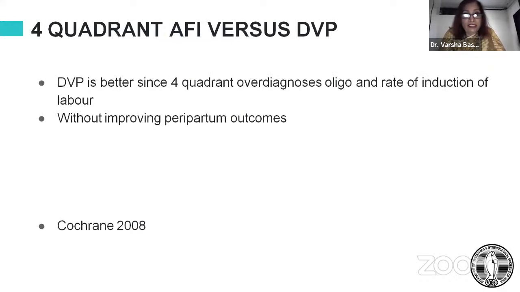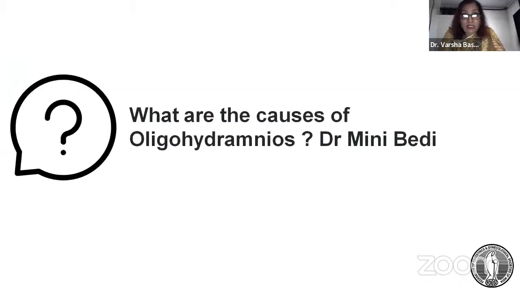So the quadrants are very important, and also the length of 2 centimeters and all what we just discussed. Next, for making the diagnosis of oligohydramnios, deepest vertical pocket is more reliable than total AFI, because if we are calculating total AFI, then it leads to overdiagnosis of oligohydramnios.